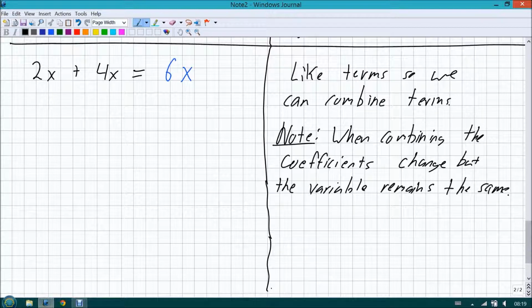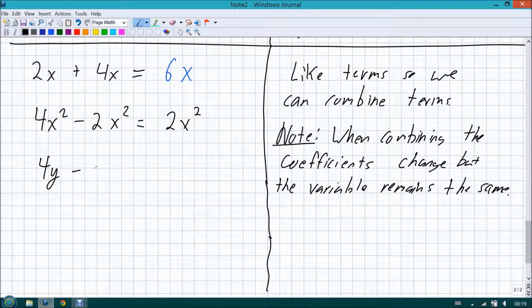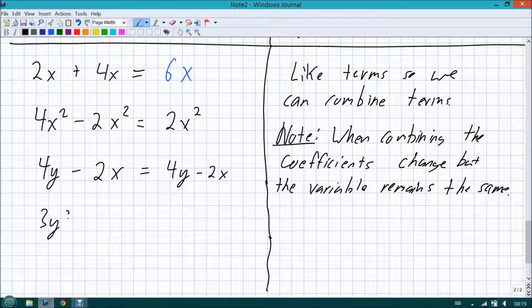Let's do another one, just so that we understand how it works. What about 4x squared minus 2x squared? They're like terms. We combine the coefficients. 4 minus 2 is 2. The variable remains the same. What about 4y minus 2x? Well, they're not like terms, so we have to leave them as is. How about 3y squared minus 4y? Again, not like terms, so we can't really do anything.